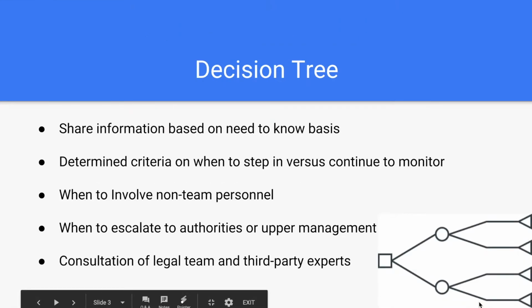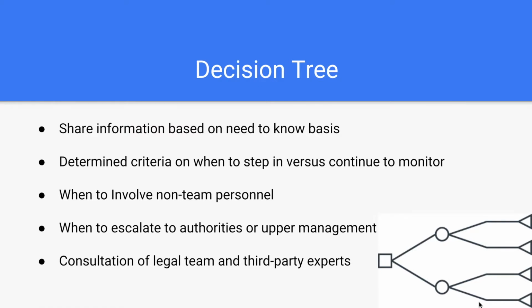Hello, it's Keith, and I'll be talking about the decision tree. It is important to have an established decision tree when thinking about how we will be responding to events and breaches. The decision tree should cover any and most choices that would have to be made when responding to an insider threat. The most important thing to consider is when we will be stepping in to stop an insider threat.